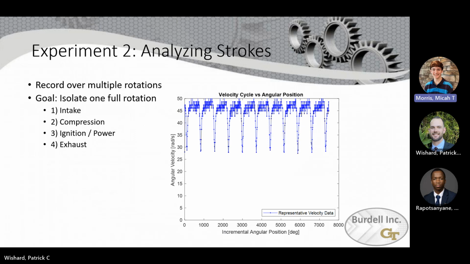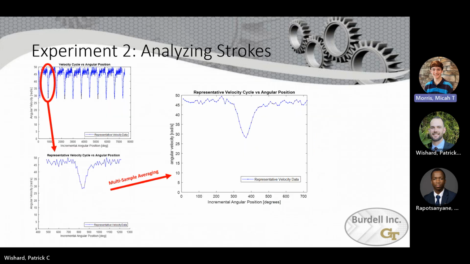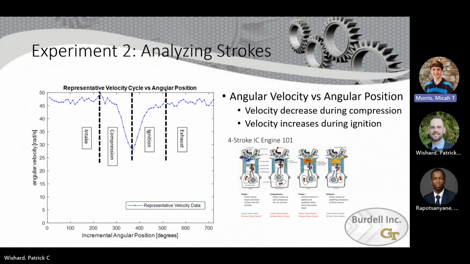So the way we will analyze the work done by air is isolating what each individual stroke does. We'll run the motor for multiple iterations, and from there we will isolate and use multi-sample averaging to cancel out the noise. And from there we can get an idea of what each individual stroke represents on the velocity versus position graph. One thing to note here is the velocity is decreasing during the compression cycle, while it is increasing during the ignition or the power stroke.